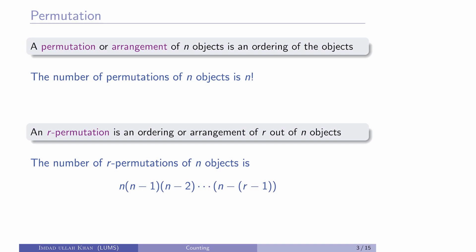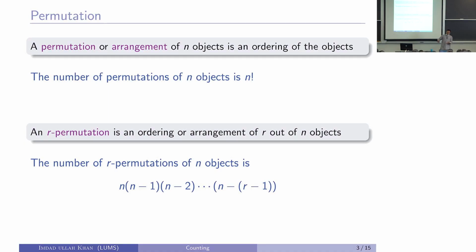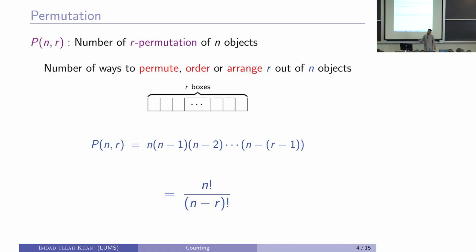Okay. And an r-permutation out of n is selecting r objects from n objects and then ordering them, right? So the number of r-permutations is n times n minus 1 times n minus 2, all the way up to n minus r plus 1. That's because if we fill up r boxes with an arrangement of r objects out of n objects, for the first one we have n choices, for each way of filling the first box we have n minus 1 choices for the second one, and so on. So by the product rule, we get this number.